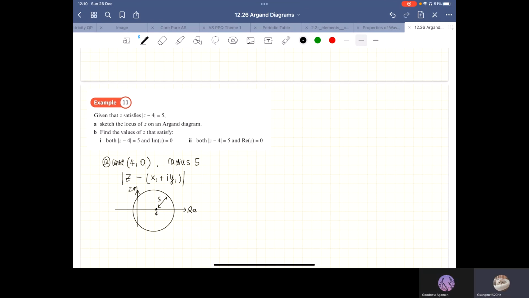Find the values of z that satisfy modulus z minus 4 equals 5 and the imaginary part of z is equal to 0. So when we say the imaginary part is equal to 0, it means that we're finding the coordinates which intersect which axis, the real axis or the imaginary axis.